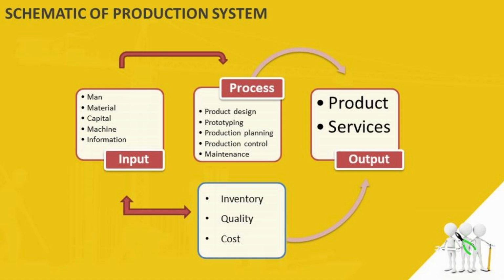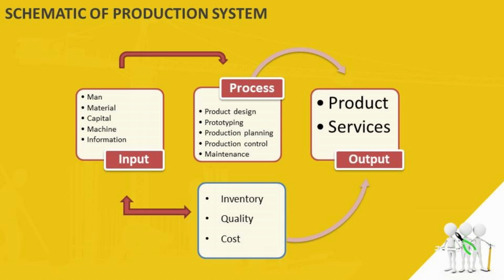As you can see here, inputs are man, material, machine, information and capital. And what would this information be? Information would be what we desire from the raw material to be converted into product, and capital is the investment in the processes involved.